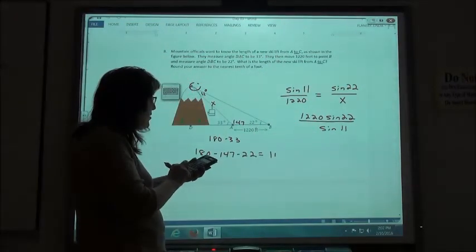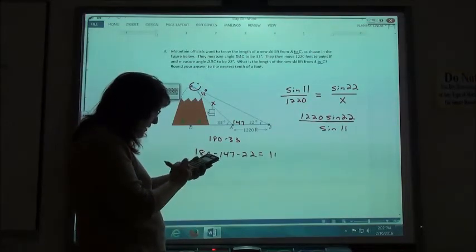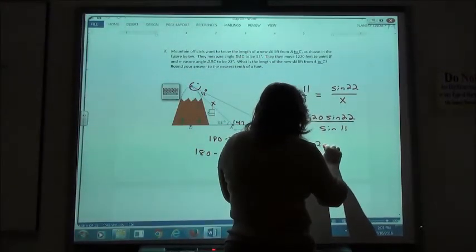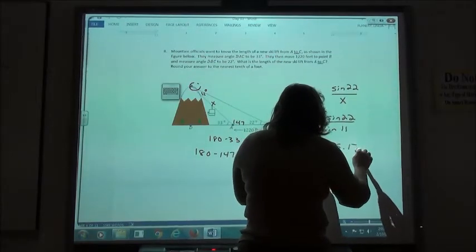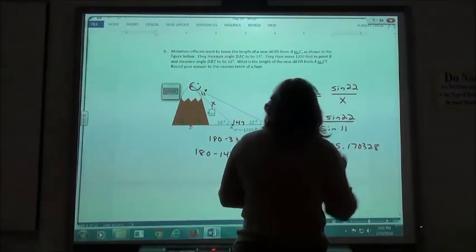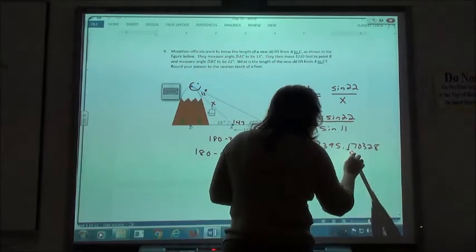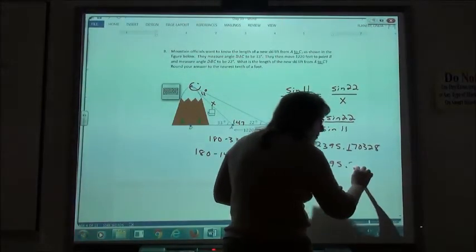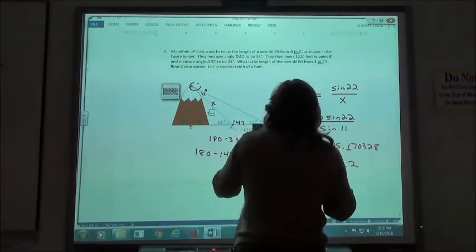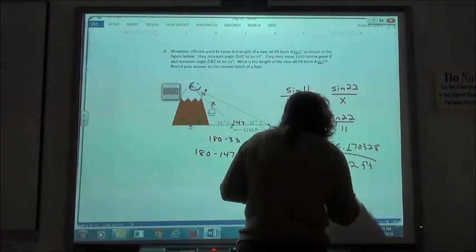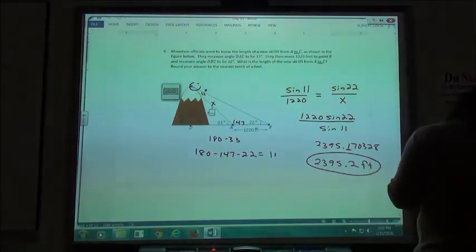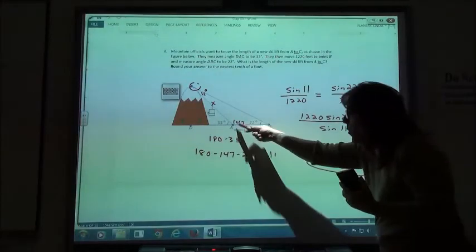So 1,220 times the sine of 22 divided by the sine of 11 gives me 2395.170328. I am rounding to the nearest tenth, so 2,395 point, I'd have to round that up to 2, and this is in feet. So the ski lift is 2,395.2 feet from point A.